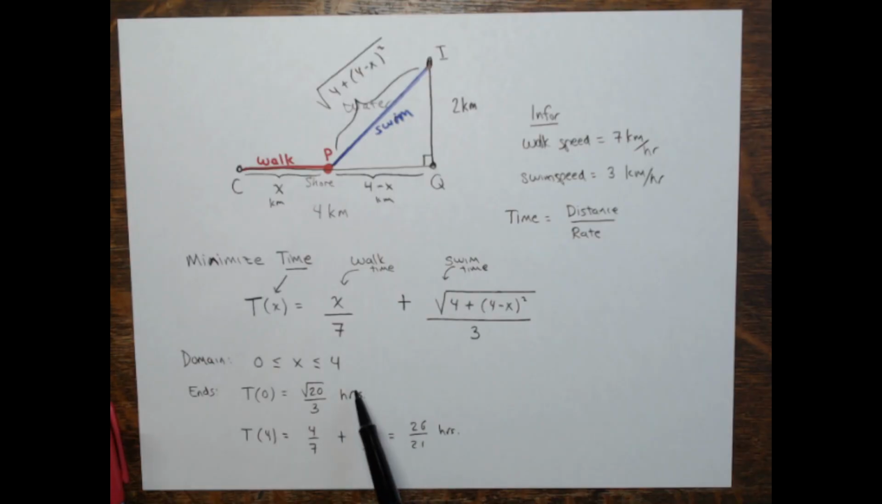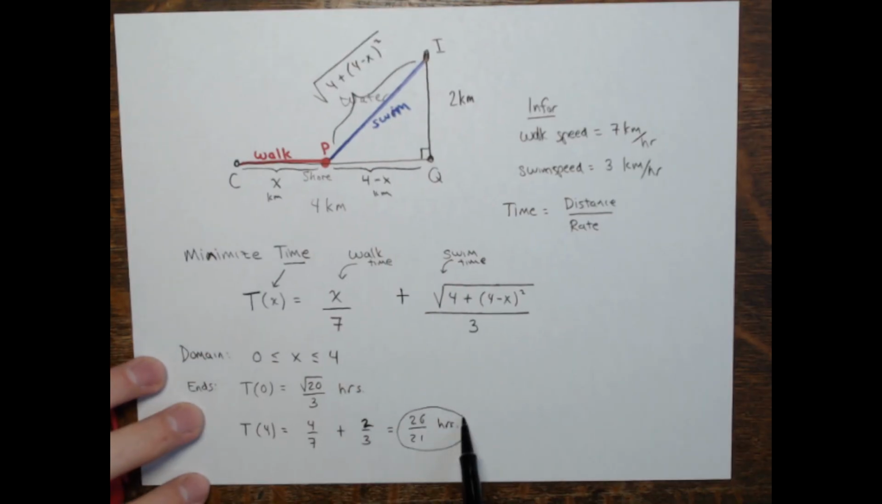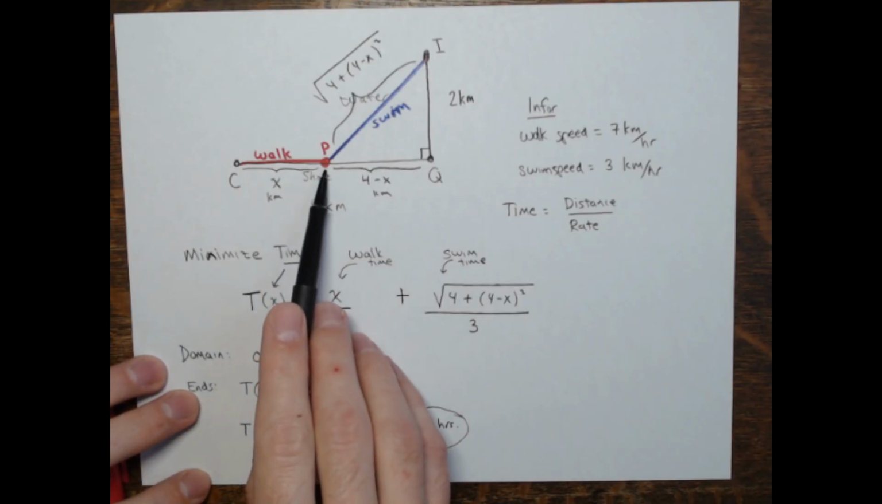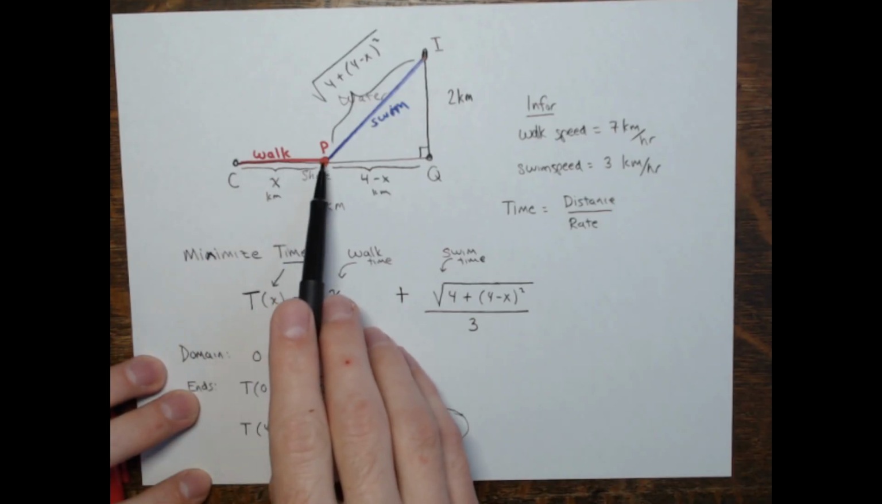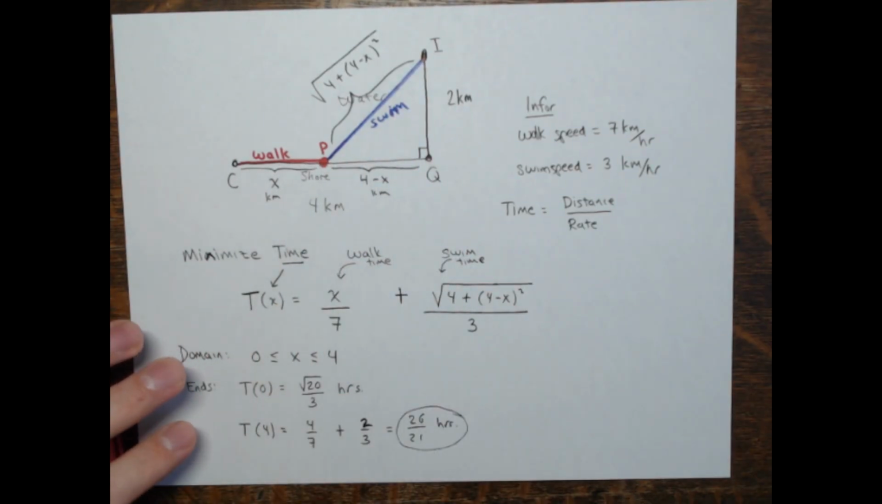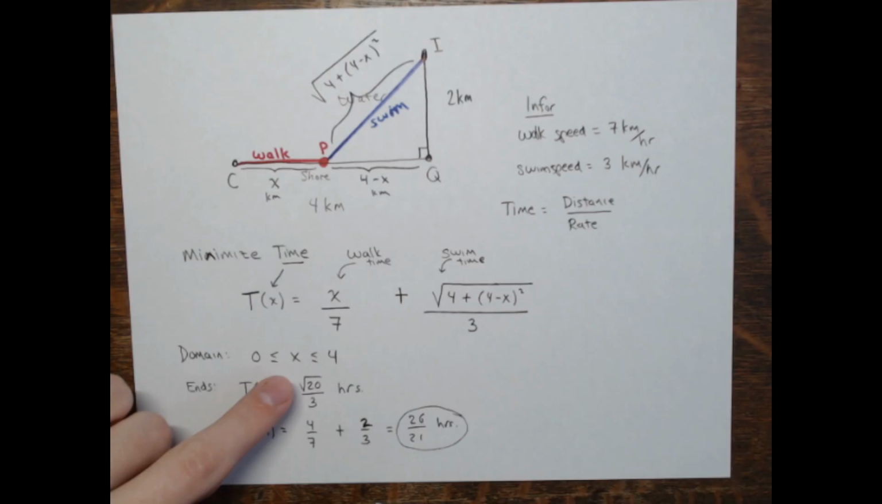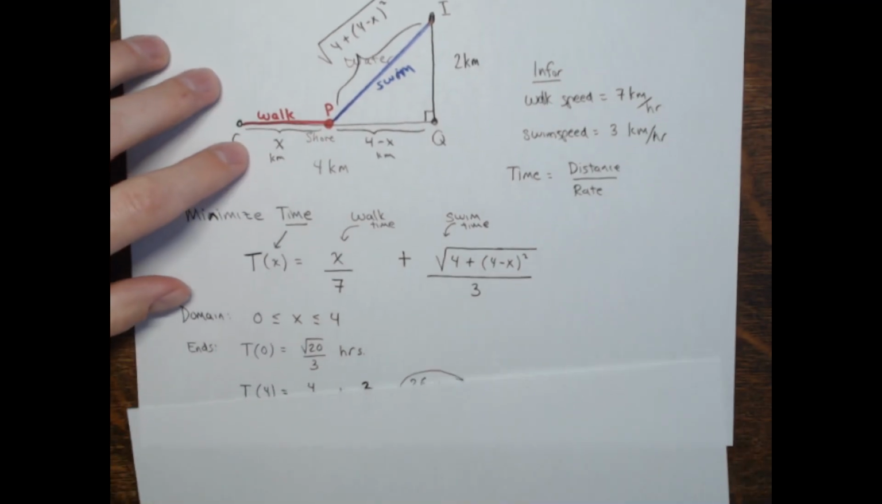Now these are fine, right? So far this is the winner, the smallest time, but there's got to be some point P in here where I can walk to it and then swim and get an even faster time. Right, so that's where the critical numbers are coming in, right? You got to find where the derivative is 0 in between here and here.